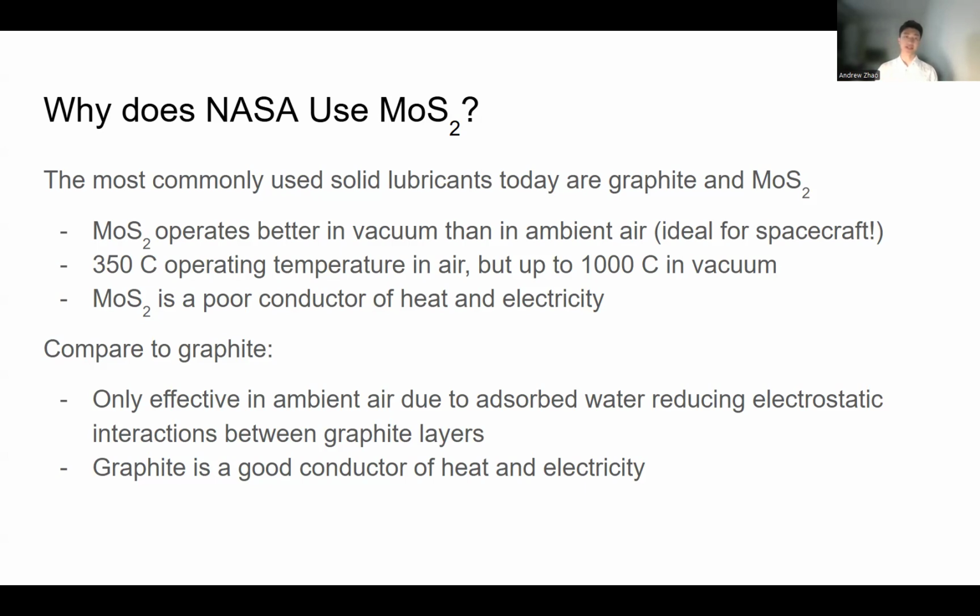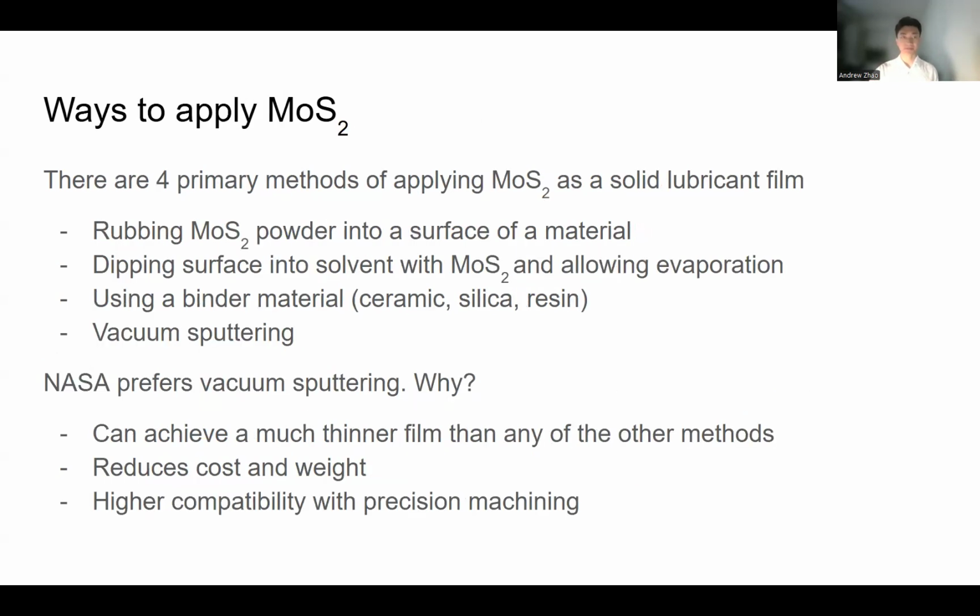And more importantly, it's also a very poor conductor of heat and electricity. Whereas if you compare this to graphite, it's only effective in ambient air because the adsorbed water from the air reduces the van der Waals interactions between the graphite layers, which makes it such a good lubricant. Without adsorbed water, the coefficient of friction of graphite is actually around 0.8, believe it or not. And it's also a very good conductor of heat and electricity, which is not necessarily a good thing if you're going to be operating in such high temperature environments.